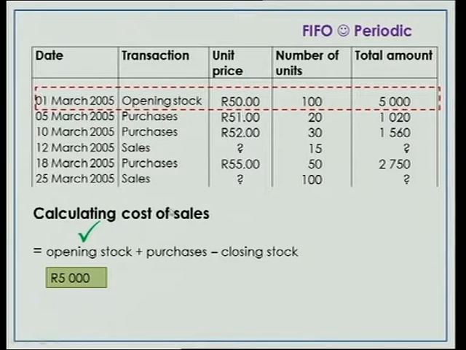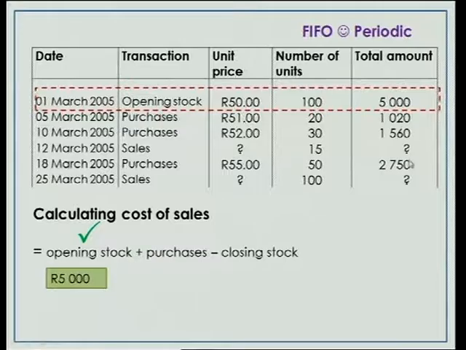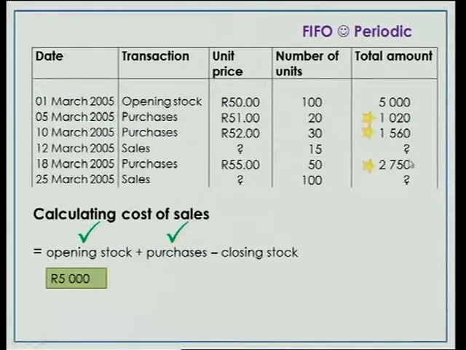Do I have my total purchases? Let's see. Every time it says purchases, I do have a value for that. Okay, let's go and do that. So it is where the stars are. 1020 plus the 1560 plus the 2750.